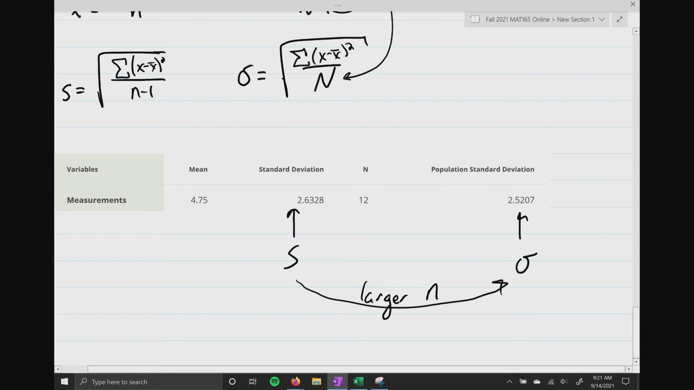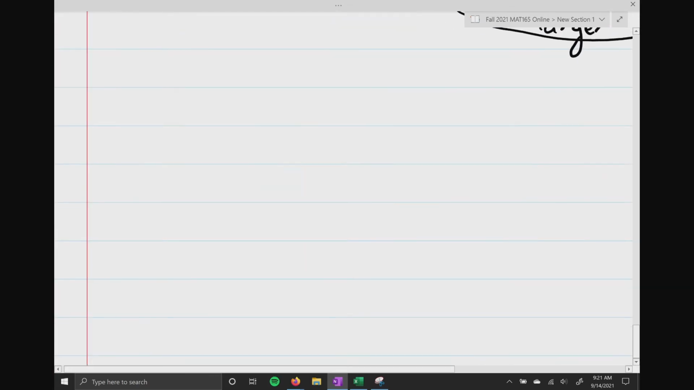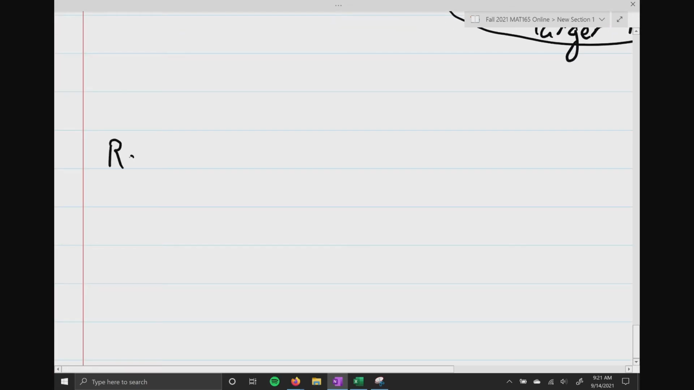Oh, no, that is not it. We need to go over range rule of thumb real quick. Oh, I almost forgot. All right, so we have this range rule of thumb.